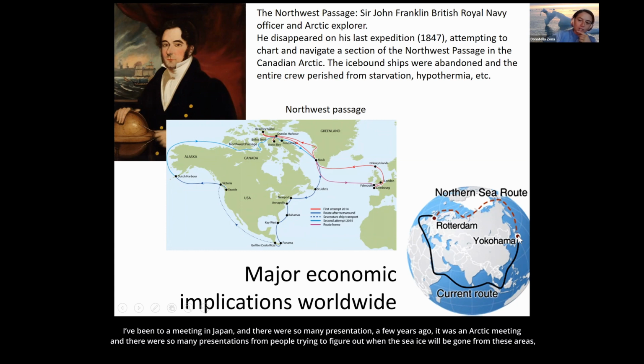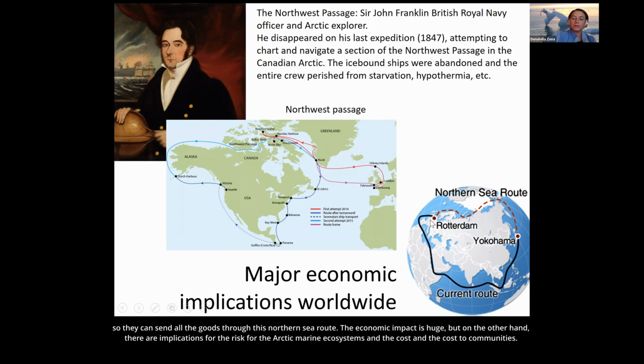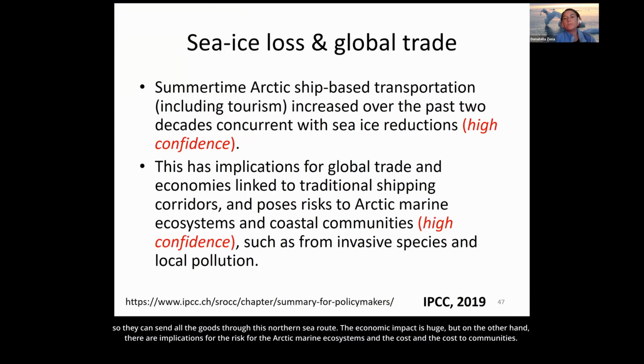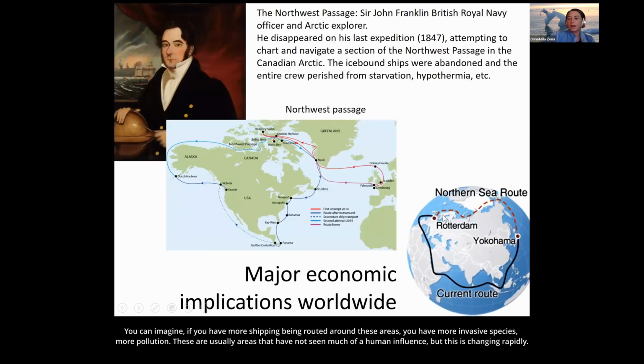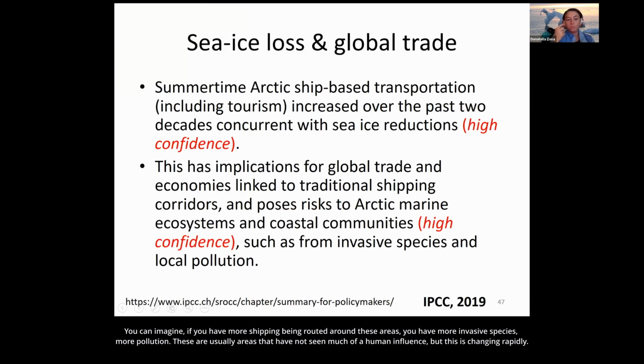I've been to a meeting in Japan, a few years ago, an Arctic meeting, and there were so many presentations of people trying to figure out when the sea ice will be gone from these areas, so they can basically send all their goods through these northern sea routes. But basically the economic impact is huge. But also, on the other hand, there are implications for the risk for the Arctic marine ecosystem and the coastal communities. So you can imagine if you have more shipping being routed around these areas, you have more invasive species, more pollution. These are usually areas that have not seen much of a human influence, but this is changing rapidly.